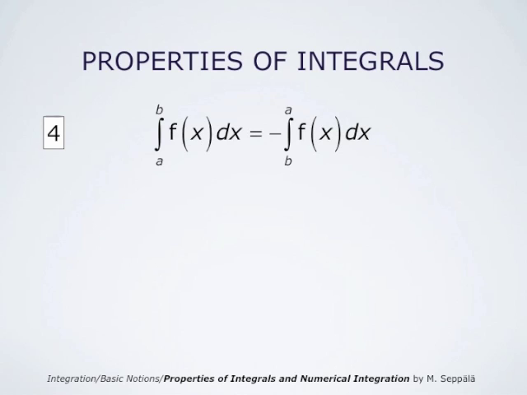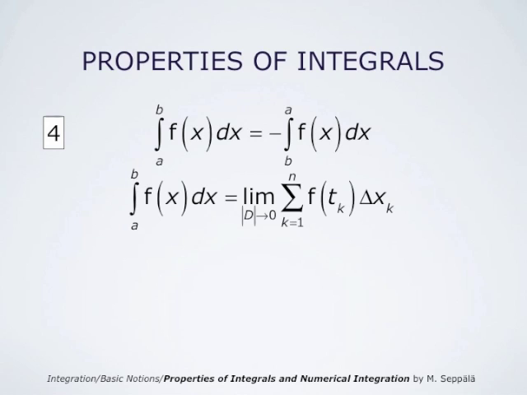The fourth property of integral says that integral from a to b f of x dx is negative of integral from b to a f of x dx. And this follows immediately from the definitions. Namely, on the left-hand side we consider the interval from a to b, and on the right-hand side we consider the interval the other way around, from b to a. So when we form the integral from a to b f of x dx, we consider Riemann sums, summation k from 1 to n, f at tk times delta of xk. And we take limit of these Riemann sums.